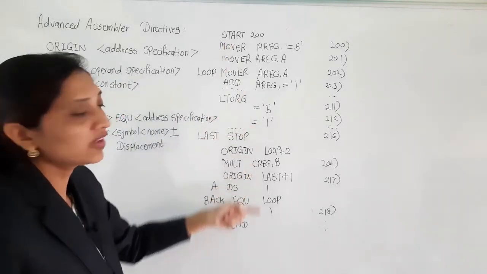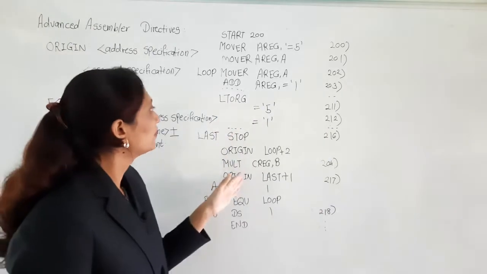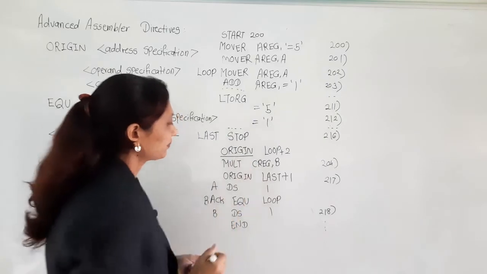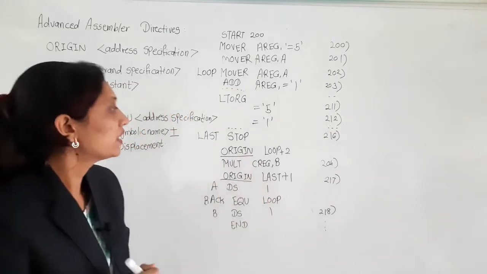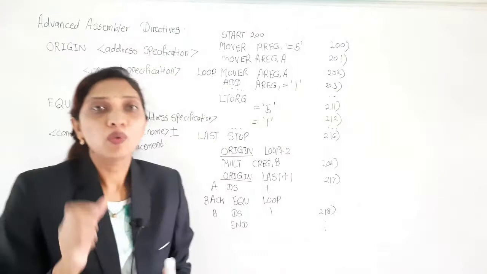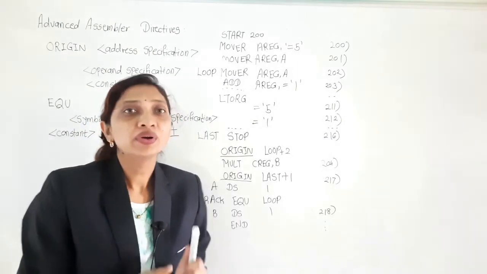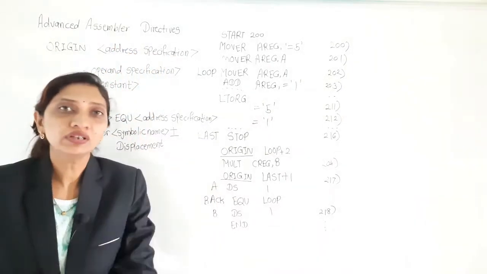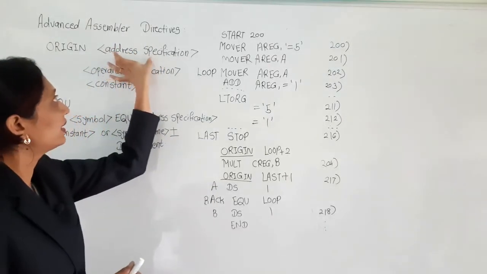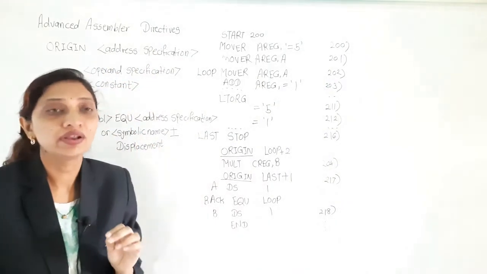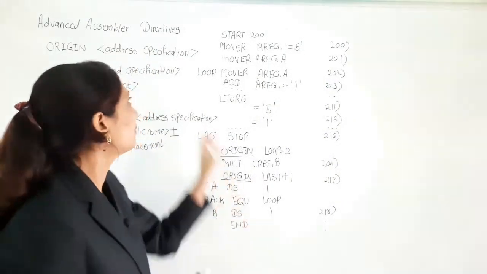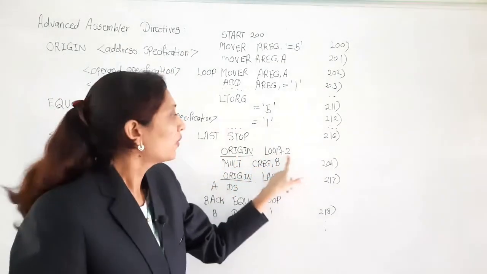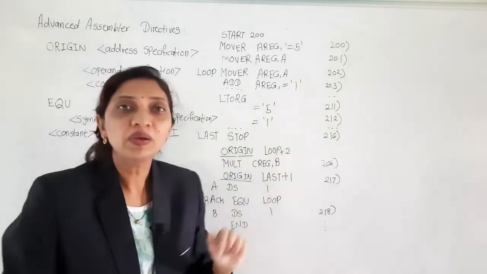Now consider this one demo program, a sample program. Here we use this ORIGIN directive. See here, ORIGIN, and here also ORIGIN is used. What is the job of ORIGIN? The ORIGIN assembler directive stores the address given here in the location counter, which means it initializes the location counter using this address. Now here, ORIGIN LOOP plus 2. When this statement is executed, what happens here?